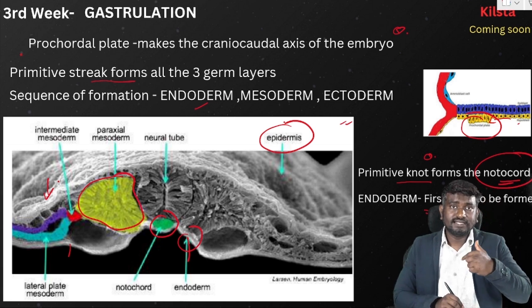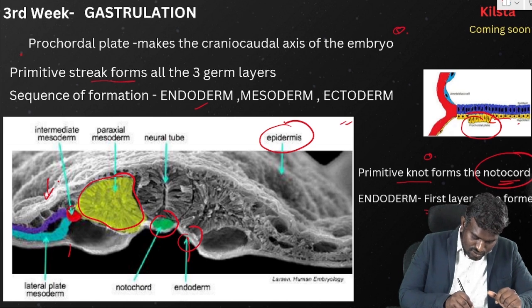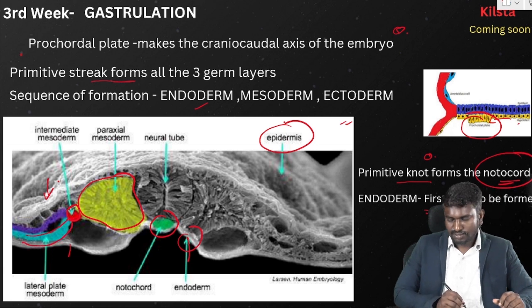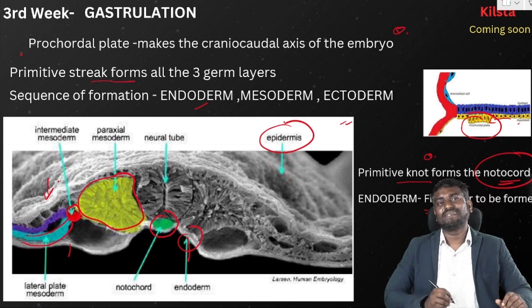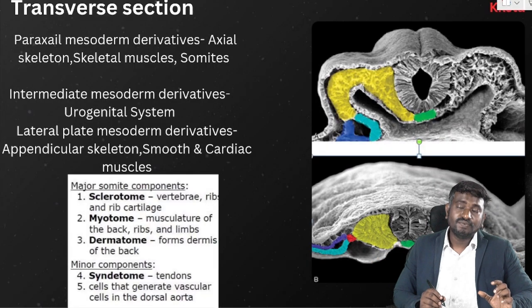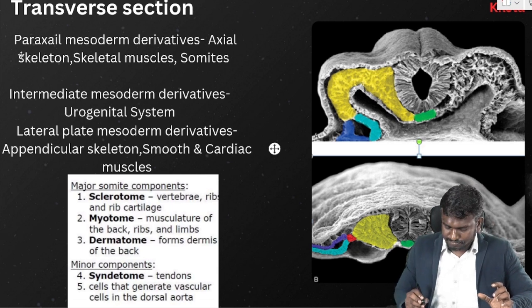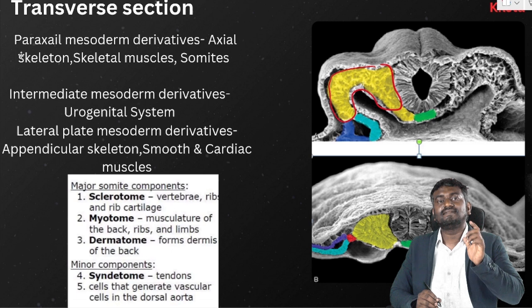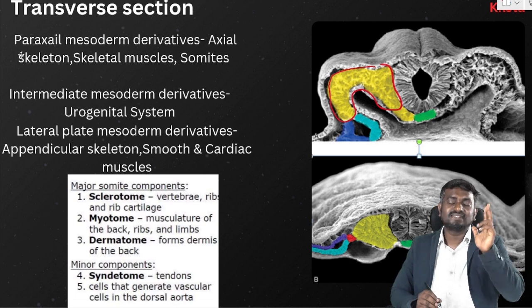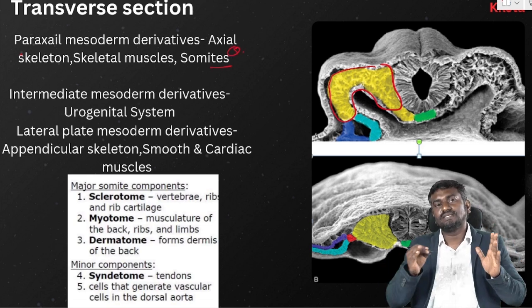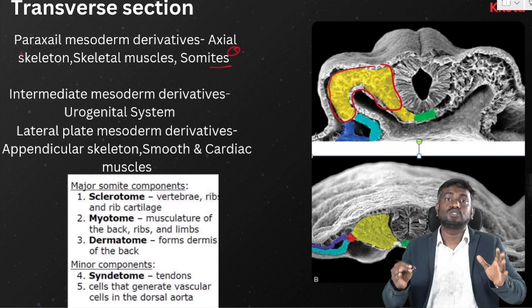We will study more detail in the upcoming slide. Here, this region is going to be the intermediate mesoderm, and this one is going to be the lateral mesoderm. Let's learn a little bit more in the upcoming slide. So when we move towards the transverse section of the embryo, we can see the paraxial mesoderm, which is yellowish in color here. This forms the axial skeleton, skeletal muscles, and also somites. Very important to remember.